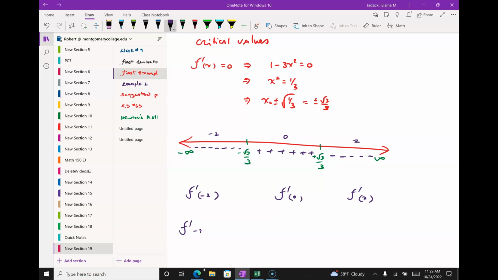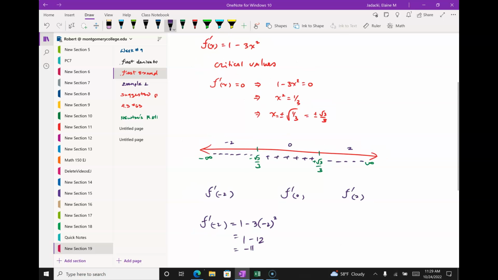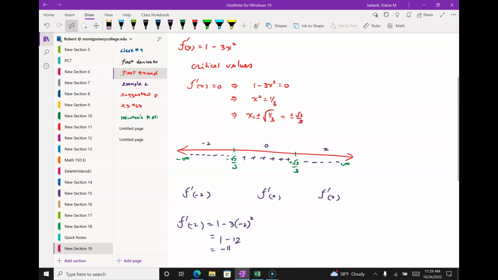F prime of -2 is 1 minus 3 times -2 squared. It's 1 minus 12, so -11. So I could plug them in, and I could use Desmos to plug them in too. I don't have to do it by hand, right? But what I'm saying is you can cheat it by looking at the graph. How are we doing? Question?